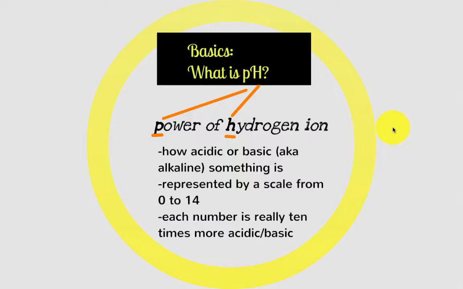So pH tells you how acidic or basic, which is also known as alkaline, something is. It's represented by a scale, which ranges from 0 to 14. And each number, so like 0 to 1, 1 to 2, is really 10 times more acidic or basic. So something that has a pH of 2 is really 10 times more acidic than something that has a pH of 1. So every time the number increases, it's increasing by a power of 10.